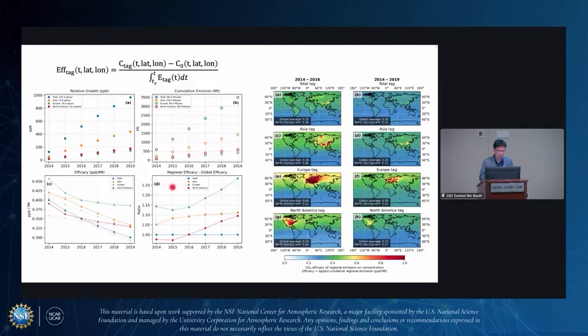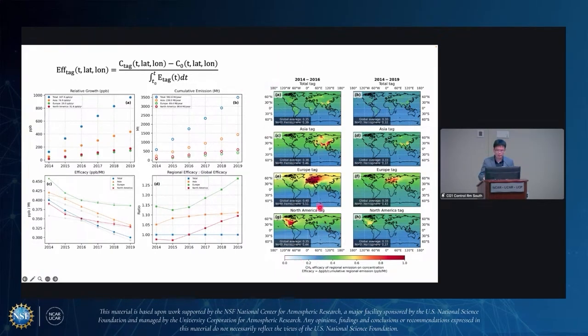And in panel D, we plot the ratio between the regional efficacy and the global efficacy. So the global efficacy here is 1, and we noticed that the efficacy from European emission is around 20% stronger, higher than the global. On the right, we plotted the map of the efficacy.